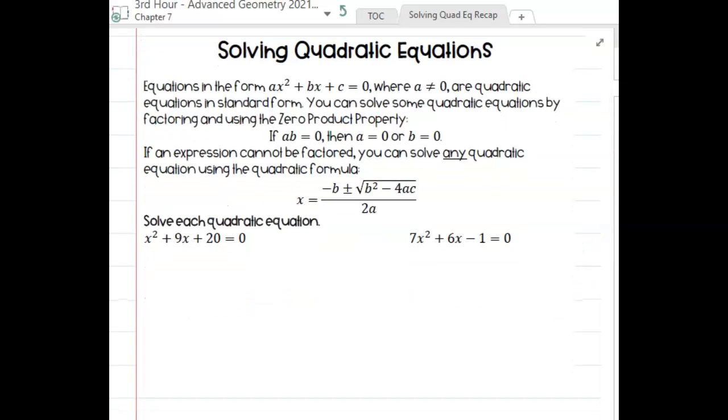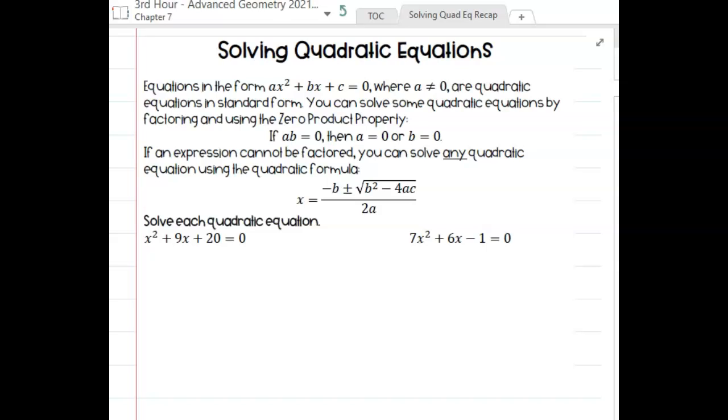So solving quadratic equations is something you would have spent probably a month or maybe more on last year in Algebra 1. First of all, we have to know how to recognize a quadratic equation, because you solve quadratic equations differently than linear equations. A quadratic equation is going to be in the form ax squared plus bx plus c, where a does not equal 0.